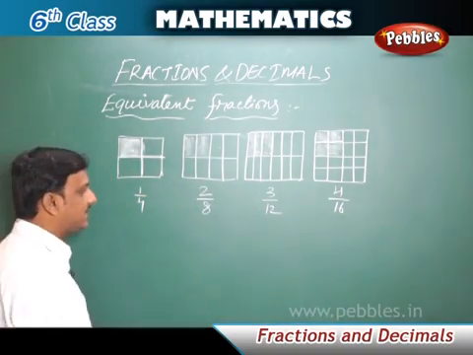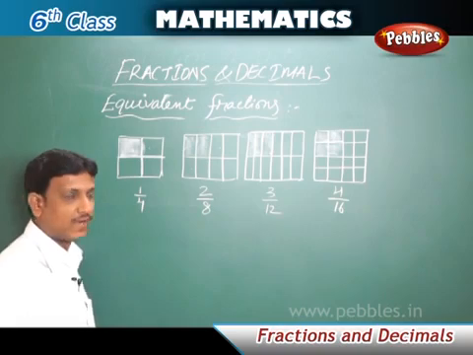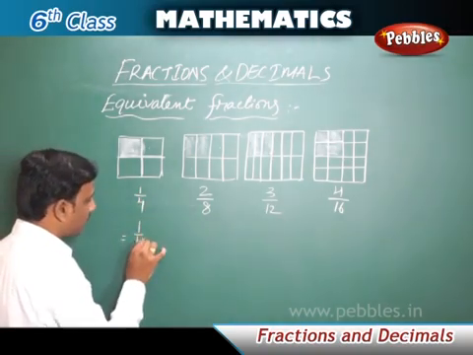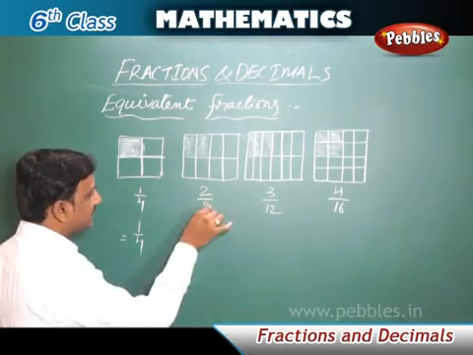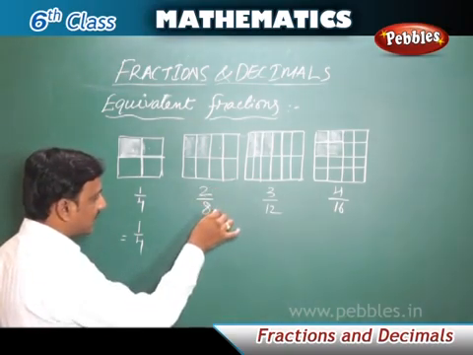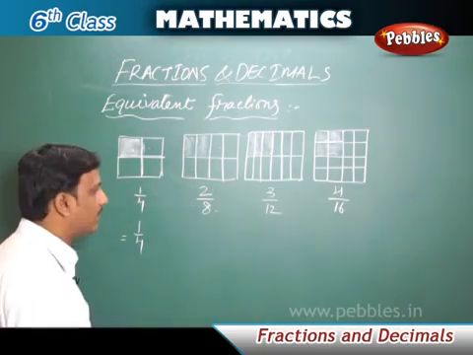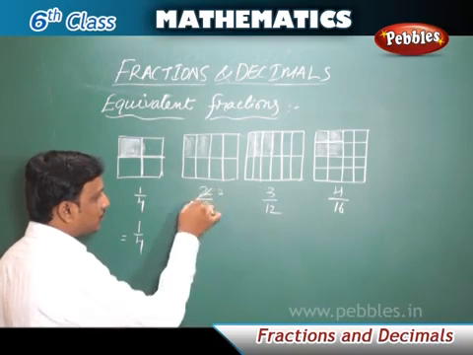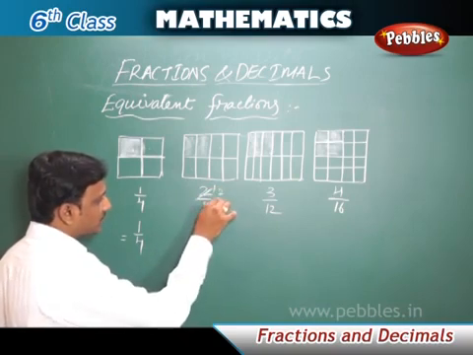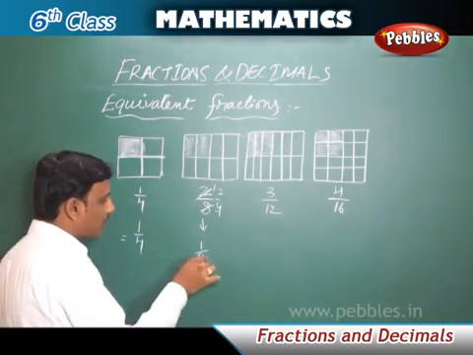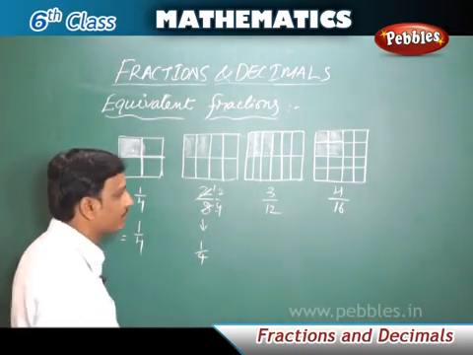If we observe these fractions closely, we find one similarity. See, this is 1 by 4. If you see this fraction, both the numerator and denominator are divisible by a number. What is that number? 2. Say 2 1s, 2 4s. That means this also becomes 1/4 in simple form.